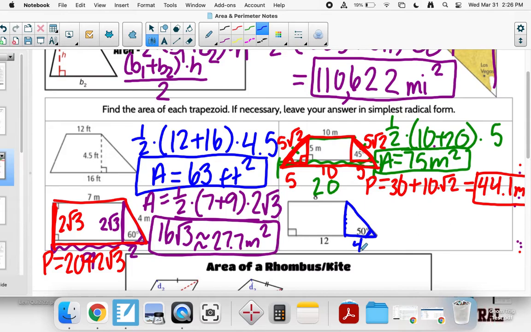You said to find the area. We had both of our bases. We just needed our height. So am I trying to find my hypotenuse or this straight up and down leg? This straight up and down leg is what we're looking for. It's a 50 degree angle, so we're using SOHCAHTOA. Am I using SOH, CAH, or TOA? TOA, because X is opposite, 4 is adjacent.